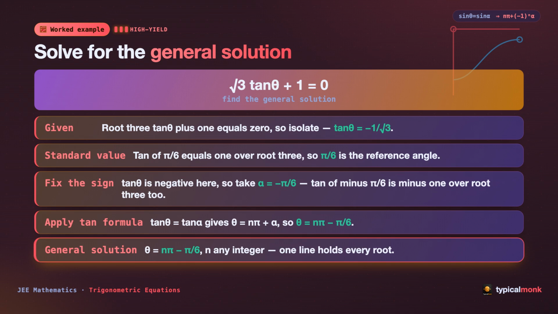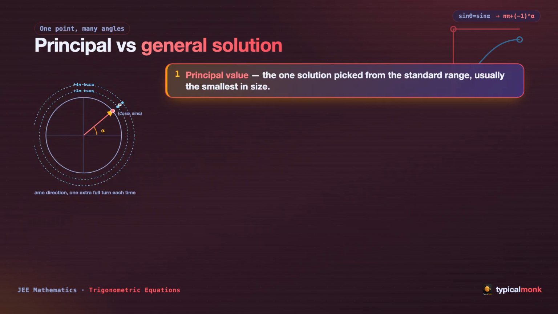One line holds every single root. Notice the path: given standard value, fix the sign, apply the formula, general solution. The same steps unlock almost every trig equation JEE can ask. Now, picture the unit circle itself, because it shows you exactly why the general solution works.